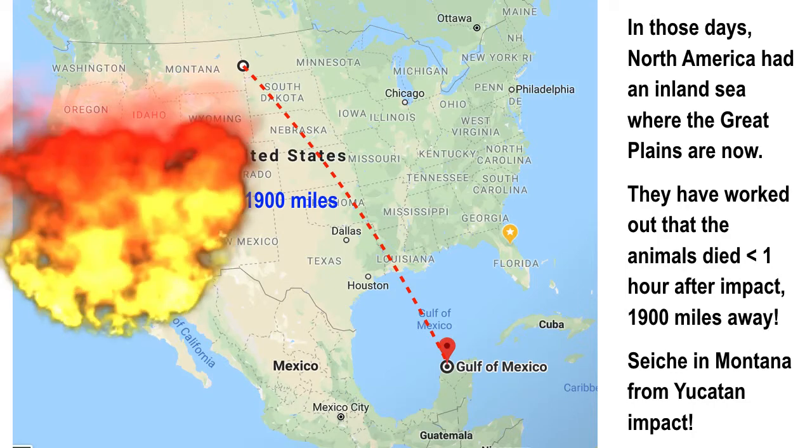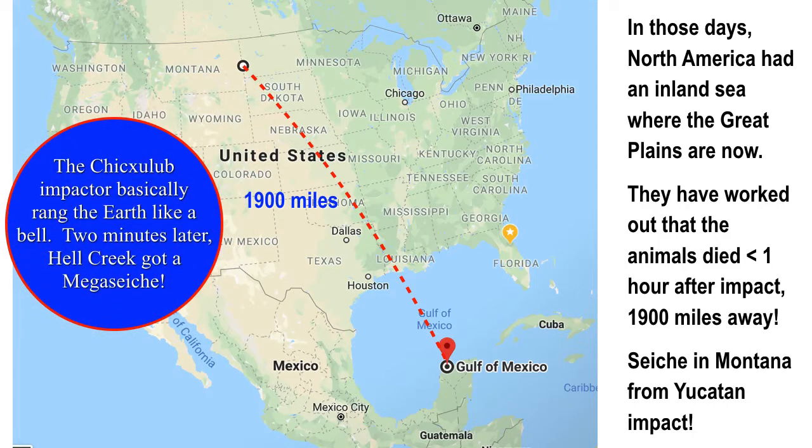Now, basically what you can say is the Chicxulub impact rang the earth like a bell. And the seismic waves went out all through the earth and basically caused a monstrous storm surge, like a storm surge, except it wasn't weather-based, it was seismically based.